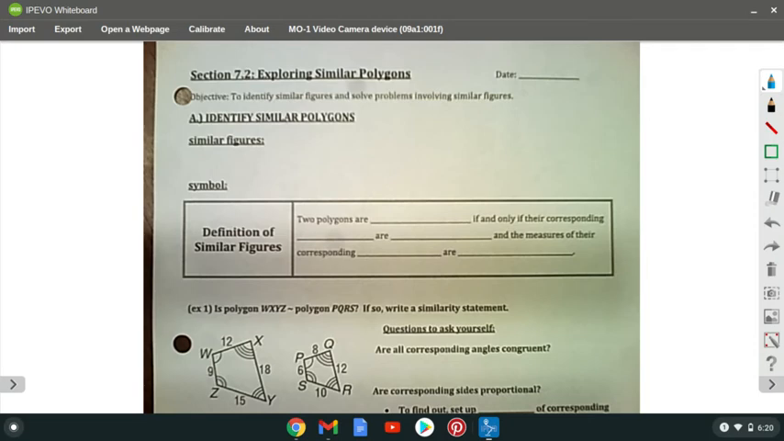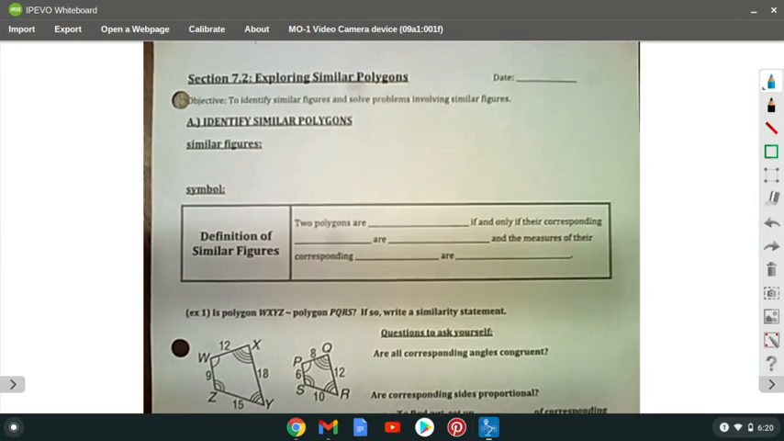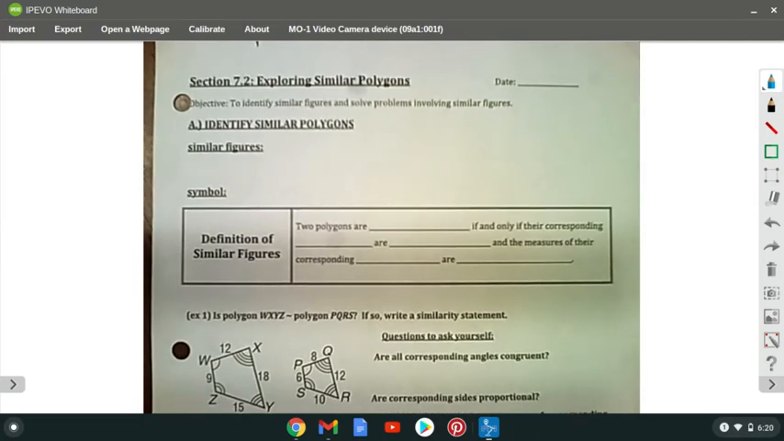Today we are going to start a new unit on exploring similar figures. So today we're going to be exploring similar polygons.